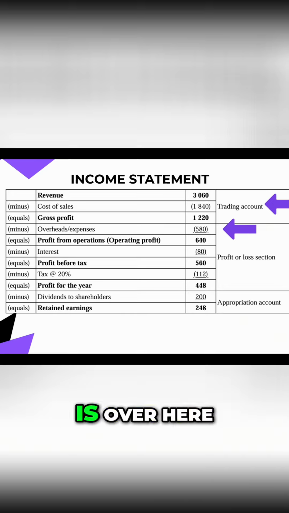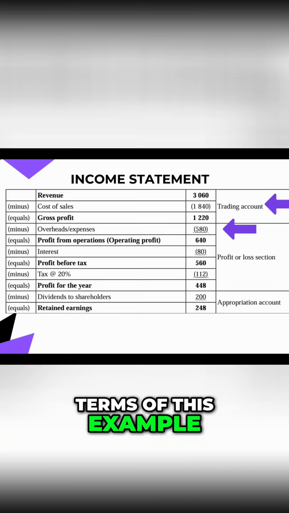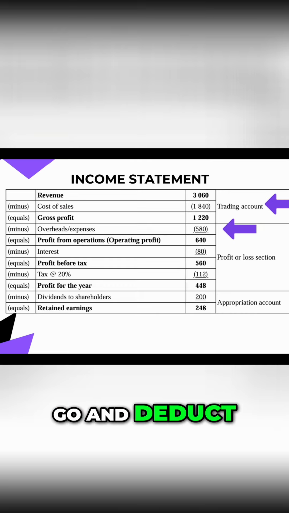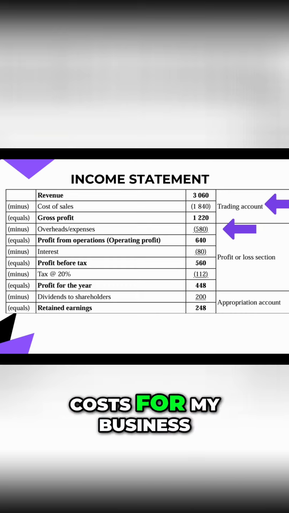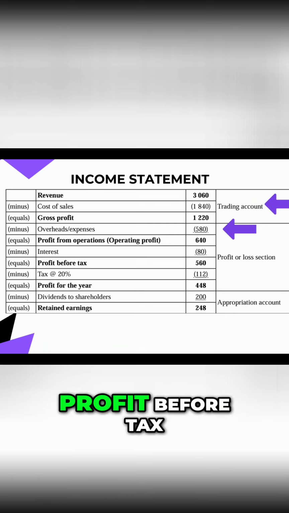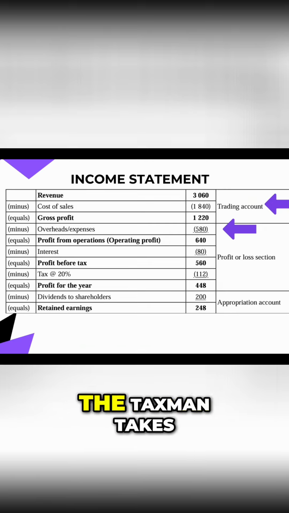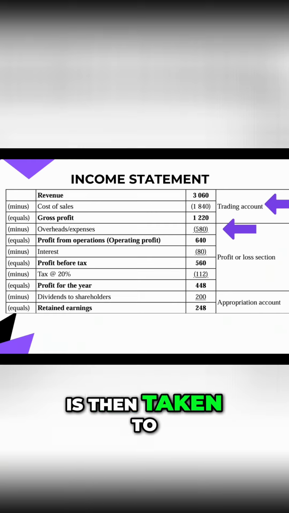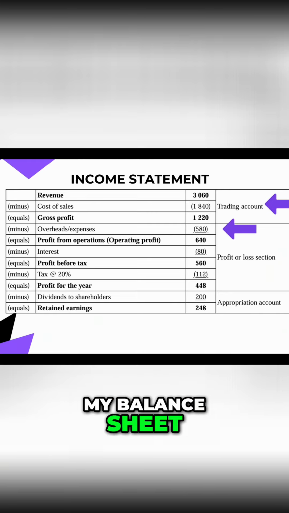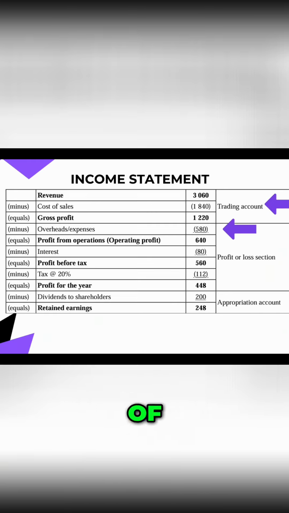operating profit is over here, for example, the 640 in terms of this example. Now, from that, I can still go and deduct my interest, also known as my financing cost for my business, and then I will get my profit before tax. Obviously, the taxman takes their little bit of your business as well, and then you will be left with the profit for the year, and that profit is then taken to my balance sheet and will affect the value of owner's equity.